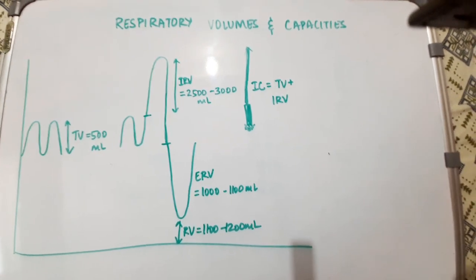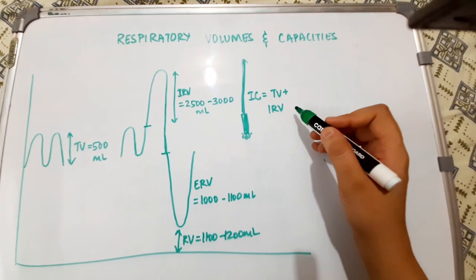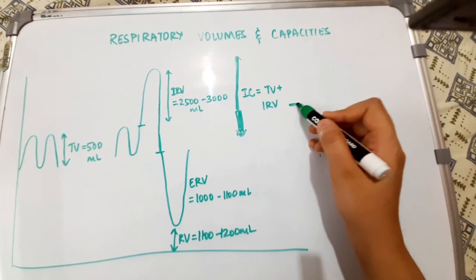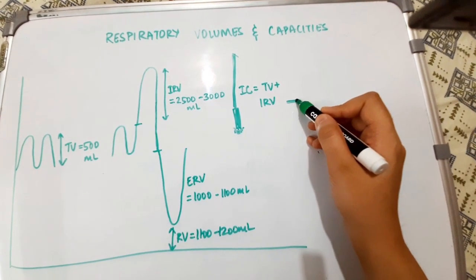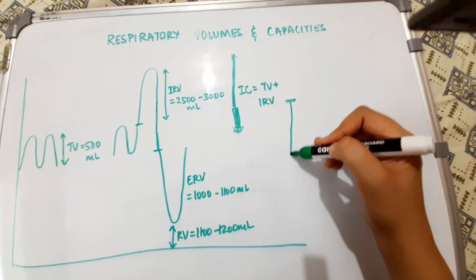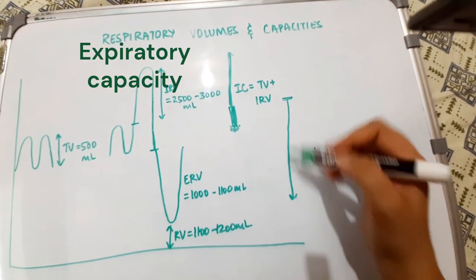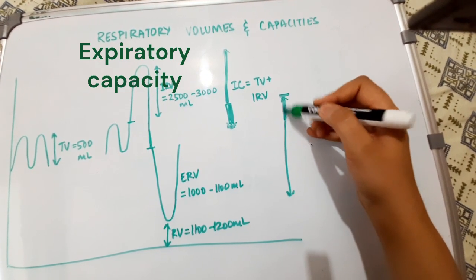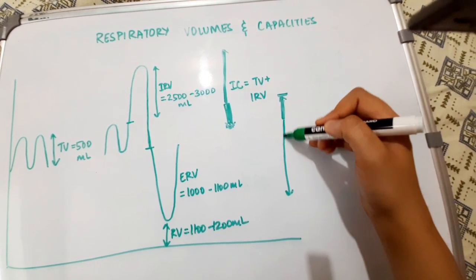Similarly, in expiratory capacity, let's say a person has inspired normally. Now, after a normal inspiration, how much that person can expire maximally is called expiratory capacity. This will include tidal volume and expiratory reserve volume.